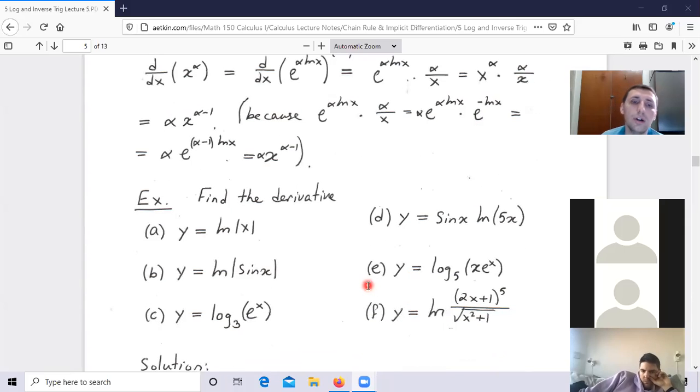Now, will you please take the derivative of the following functions? A: y equals the logarithm of the absolute value of x. What is the derivative of that function? Please write it very fast, guys. We are running out of time.